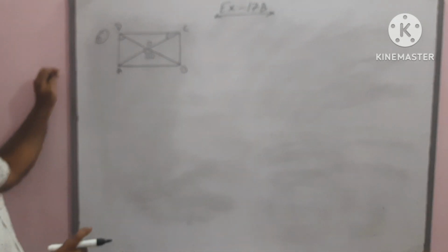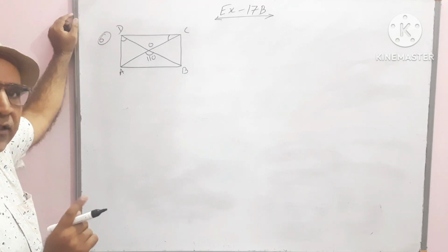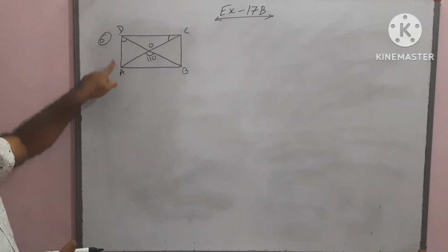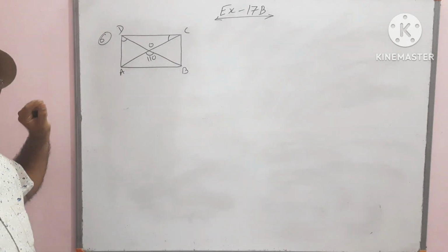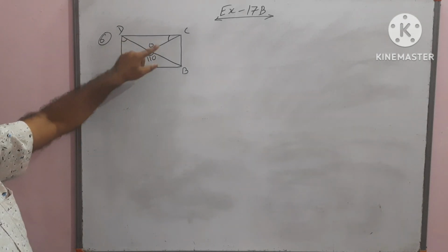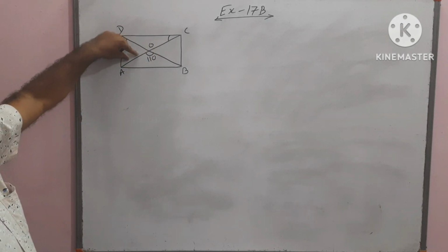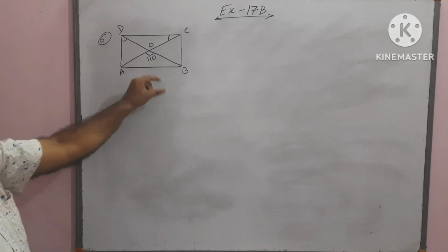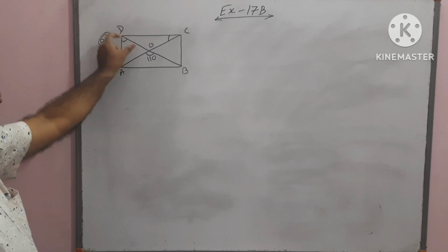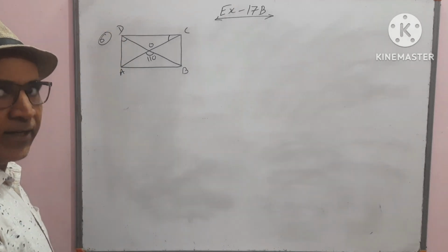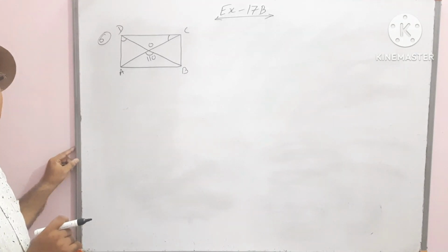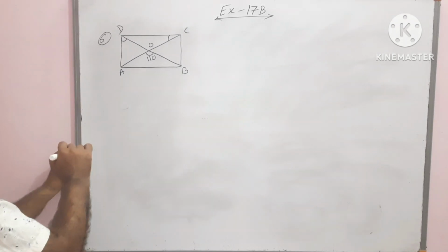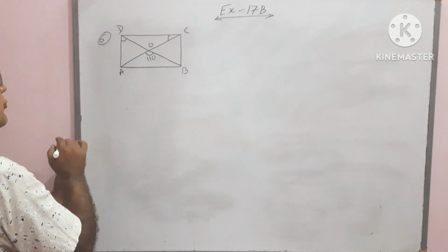Now see, we know that in a rectangle, both the diagonals are equal. That means AC and BD are equal, and both diagonals bisect each other also. That means OA is equal to OC, OD is equal to OB. Therefore, OA is equal to OD also. Okay. So we will use these properties. First learn the properties of rectangle, then after solve this, then it will be easily understood to you.